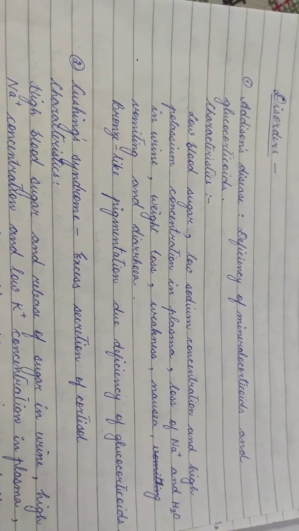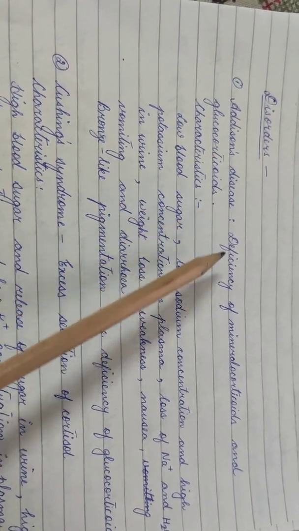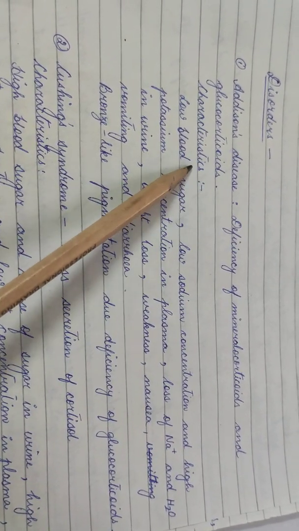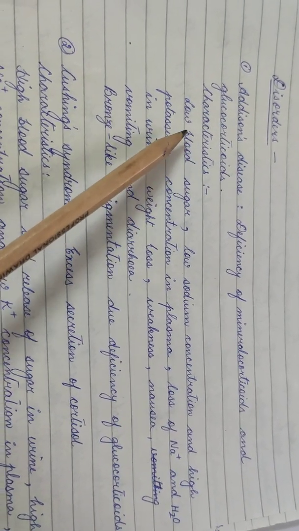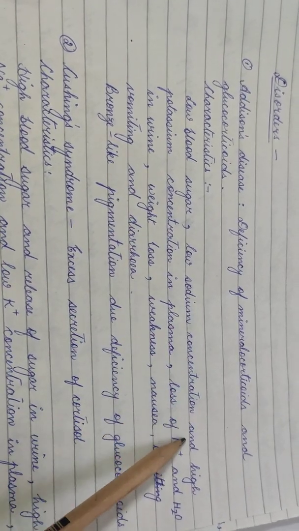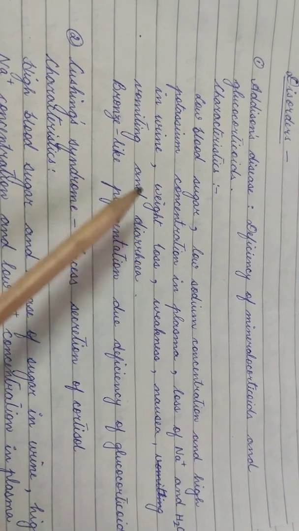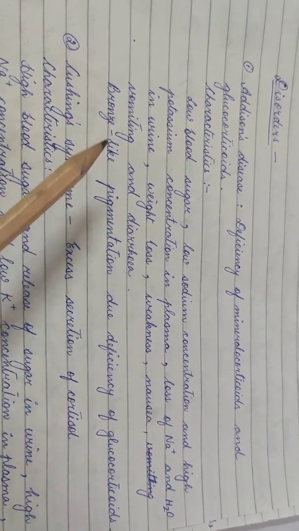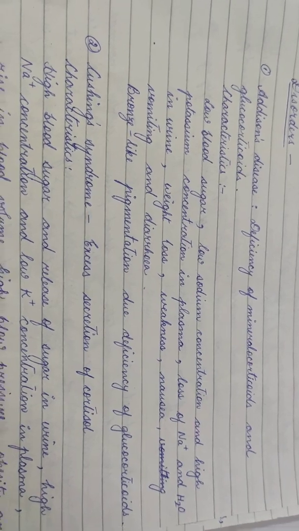Deficiency of adrenal hormones may cause the following disorders: Addison's disease. Deficiency of mineralocorticoids and glucocorticoids causes Addison's disease. It is characterized by low blood sugar, low sodium concentration, and high potassium concentration in plasma, loss of sodium and water in urine, weight loss, weakness, nausea, vomiting, and diarrhea. Bronze-like pigmentation may be seen due to deficiency of glucocorticoids.